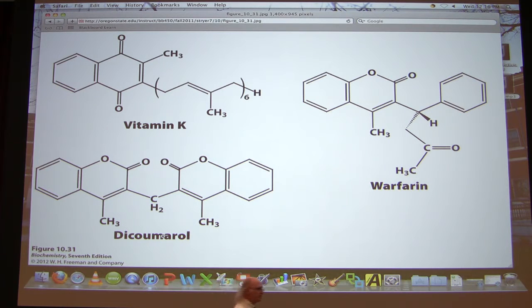Warfarin is also known as rat poison. That was the original use of warfarin. Oh my God, if I poison rats, am I going to get blood all over my house? No. Do you know why?